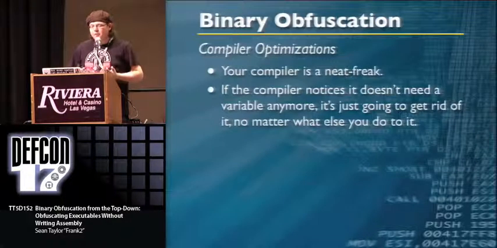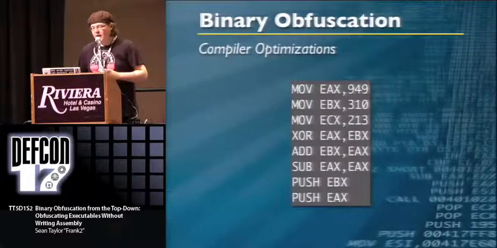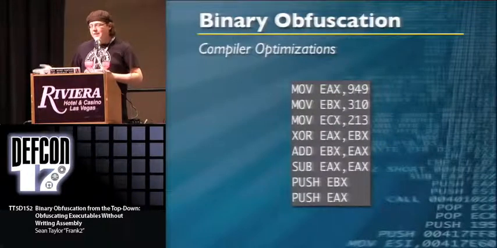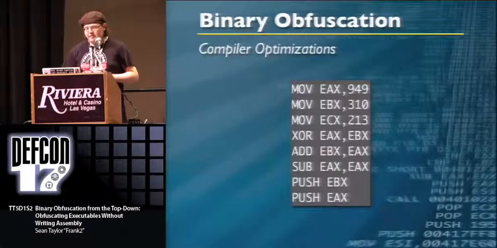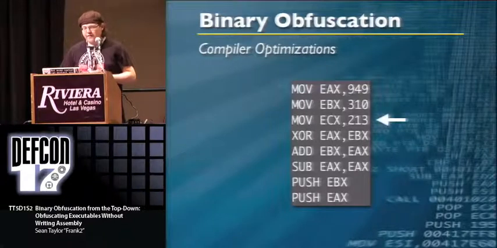Your compiler is also a total neat freak. It pretty much has OCD, at least for what it knows how to touch. Variables that aren't ever actually used get completely tossed aside, and you don't ever have to worry about them being in your binary. So let's look at another example. EAX is 949, EBX is 310, ECX is 213. Then we do a bunch of math with EAX and EBX, and ECX kind of just gets completely left behind. We don't ever actually use it, and your compiler is going to see that, and it's going to get rid of it.